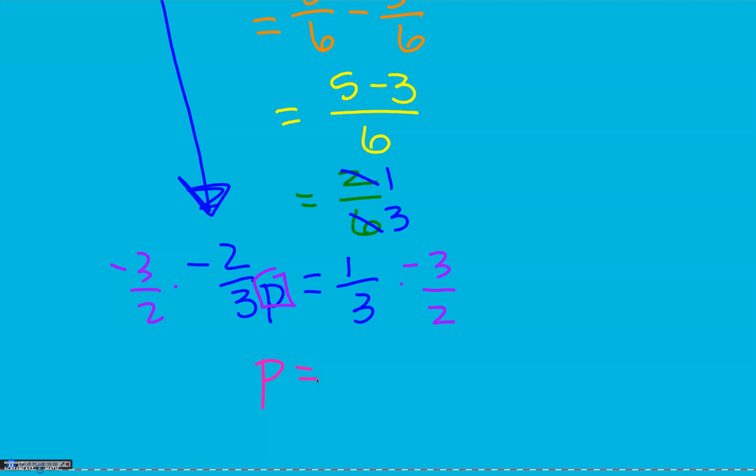Here, I simplify if I can. 3 divided by 3 is 1. 3 divided by 3 is 1. So I get 1 times negative 1 over 1 times 2. And when I simplify here, I get negative 1 over 2. So p is negative 1/2.